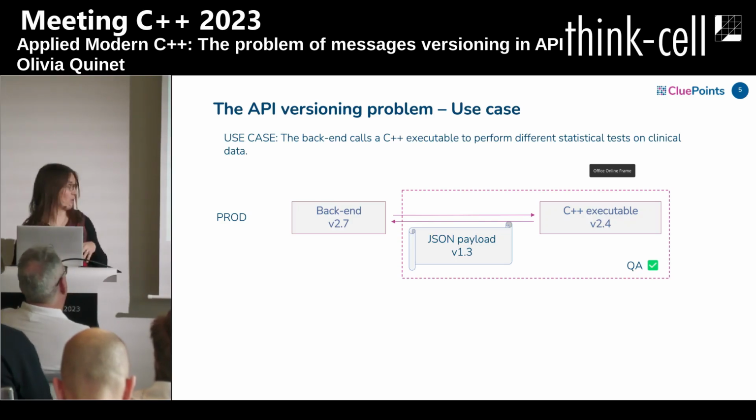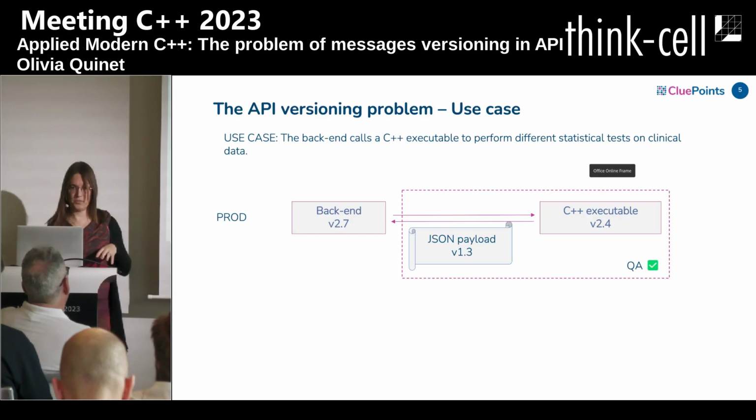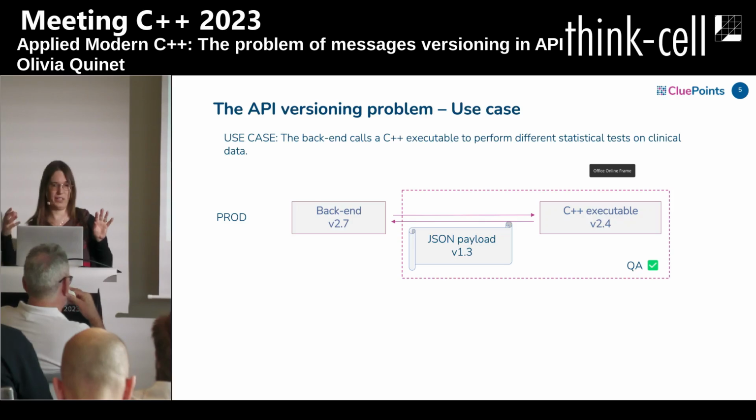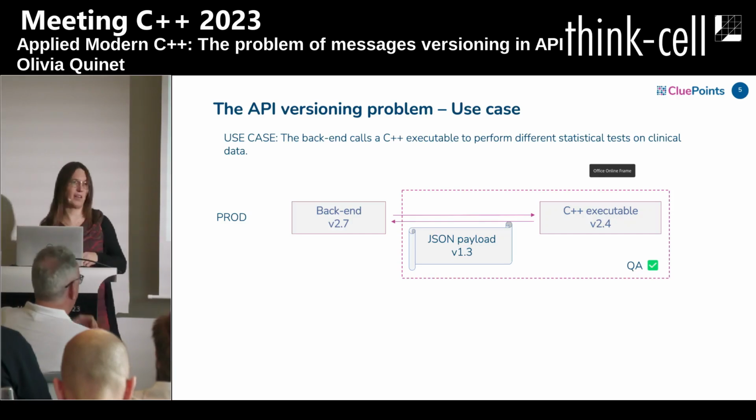So this is our use case. We have on production a backend written in Python, which has a specific version, and is calling a C++ executable, and this C++ executable is responsible for performing different statistical tests on clinical data. The communication between the two is done via a JSON payload, which has a specific format. And of course, because we work with clinical data, everything must be QA approved.